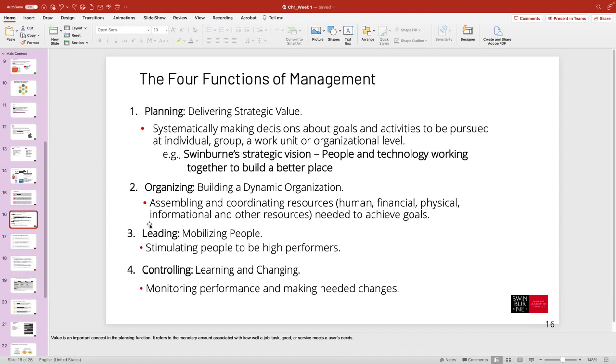Traditionally we look at creating organizational structures under this particular topic, organizing, but in the contemporary management landscape we talk about dynamic or agile organizations and how managers coordinate and assemble resources in dynamic organizations. So we will be looking at these things in a later chapter.